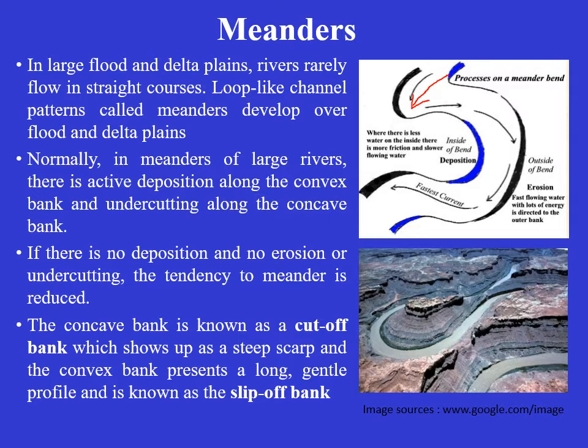Now if there is no deposition and no erosion or undercutting, the tendency to meandering is reduced. So from the flume studies, it can also be inferred that if no pools happened, or if pools happened but there was no erosion and no deposition in the pool and riffle portions or in the concave and convex banks, then stream migration, or ultimately meandering formation of the river, will not happen.